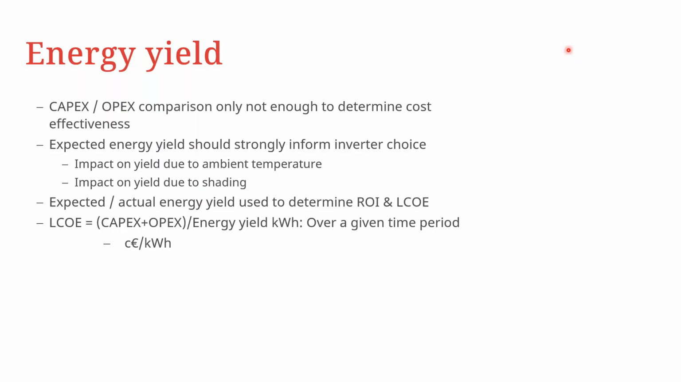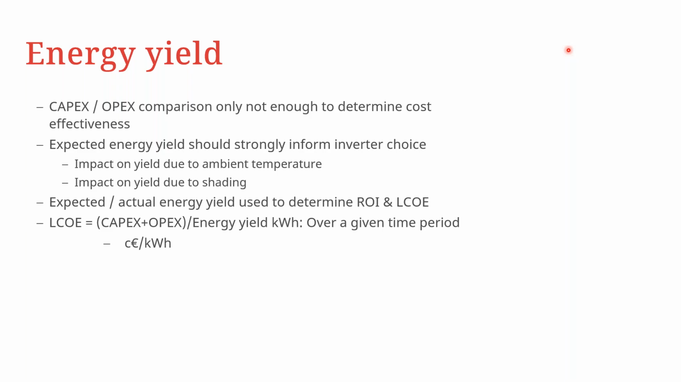So let's now look at yield, how you can go about analyzing the yield of a PV system. When you talk about the OPEX and the CAPEX of the system, these are not enough to determine the cost effectiveness of a system. So the expected energy yield should strongly inform the inverter that you're going to use for that particular system. For example, two important factors that would affect the choice of inverter are: what is the impact on yield due to ambient operating temperatures? And the second question would be, what is the impact on yield due to things like shading?